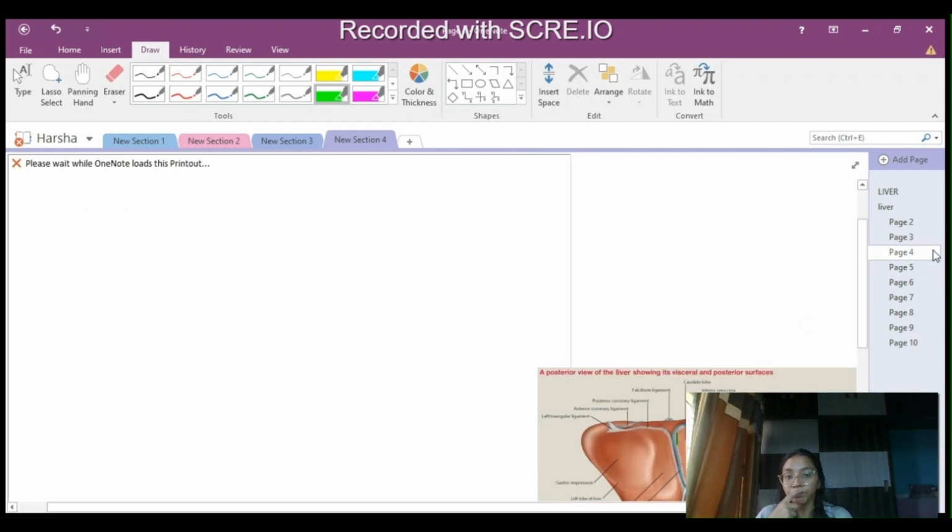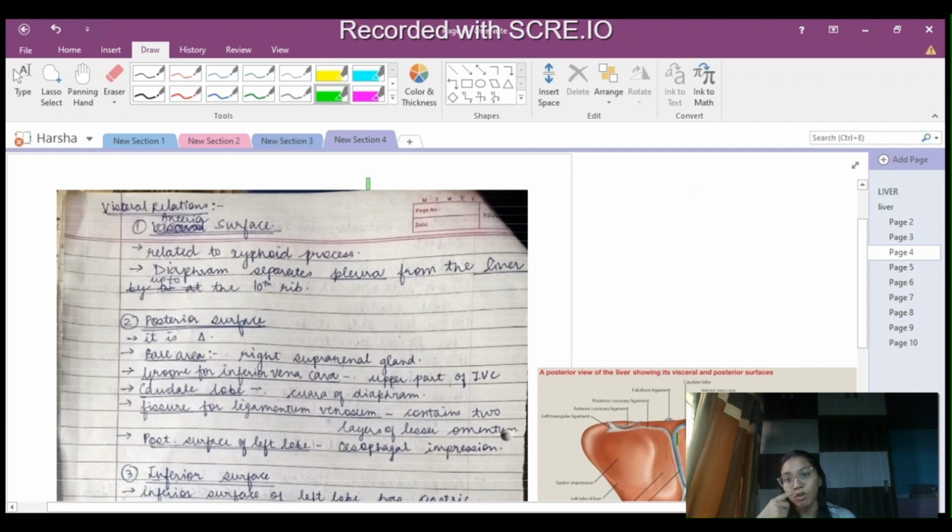Now next is visceral relation. As we have seen in the previous lecture, part 1 of the liver, there are five surfaces considered for the liver's morphology: anterior, posterior, inferior, superior, and the right lateral. So firstly, let's see the relation for the anterior surface. The anterior surface is related to the xiphoid process and, very important, to the diaphragm, which is separating the pleura from the liver up to the 10th rib.